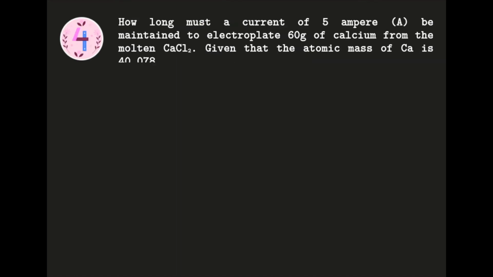Now we are at the final question for quiz 5. Question number 4: how long must a current of 5 ampere be maintained to electroplate 60 gram of calcium from the molten calcium chloride, given that the atomic mass of calcium is 40.078? In order to answer this question, the first thing you need to understand is the source of the electroplating. So we are using the molten calcium chloride.